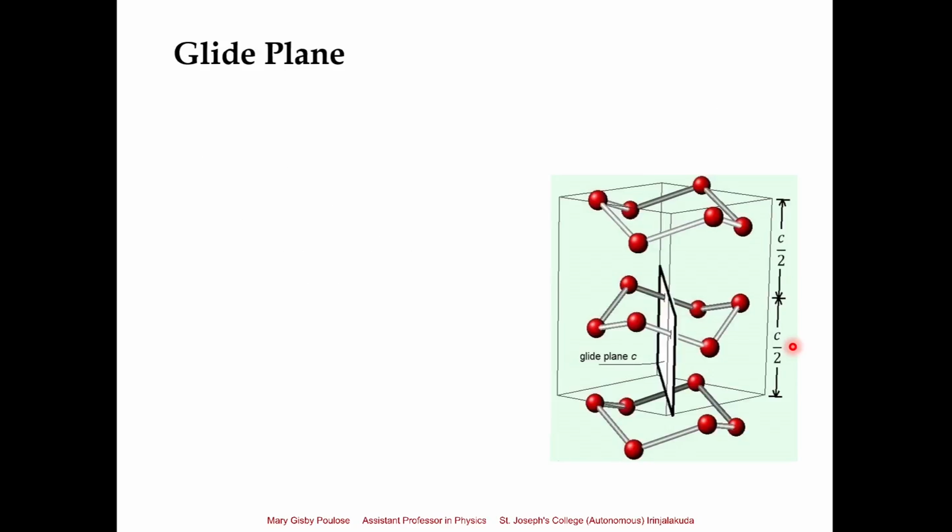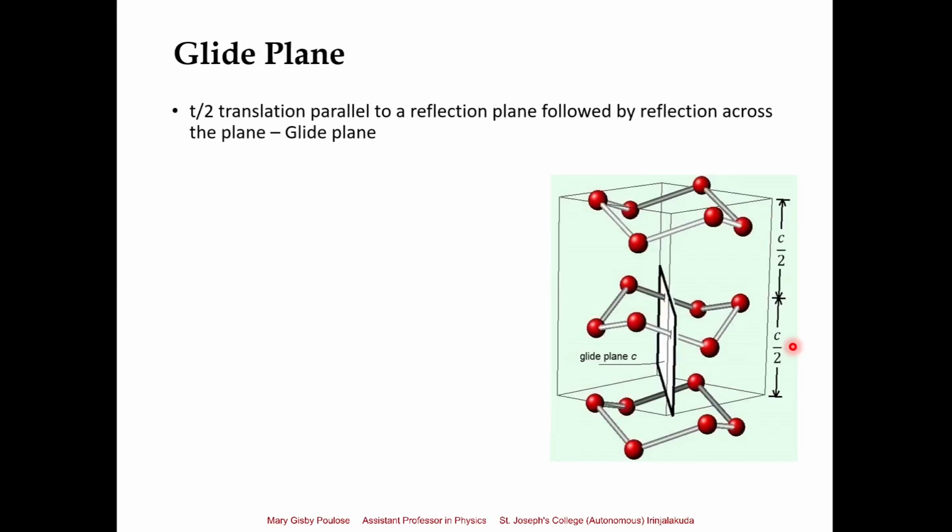Next is the glide plane. Now, a translation of T by 2 parallel to the reflection plane followed by the reflection across that plane forms the glide plane. So we have a translation of half a lattice vector followed by a reflection across that plane to get the glide plane symmetry operation. Now we have three types of glide planes, that is axial glide plane, diagonal glide plane and diamond glide plane.